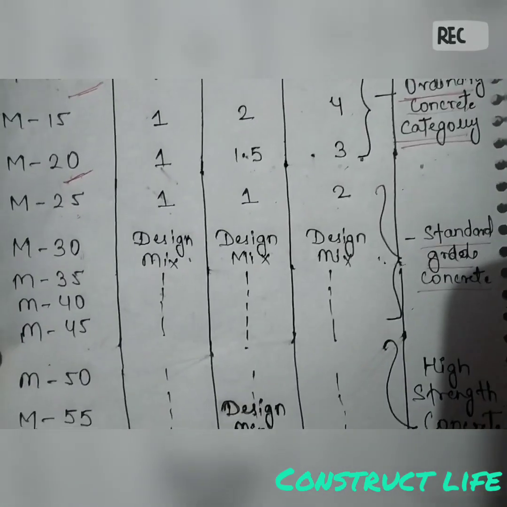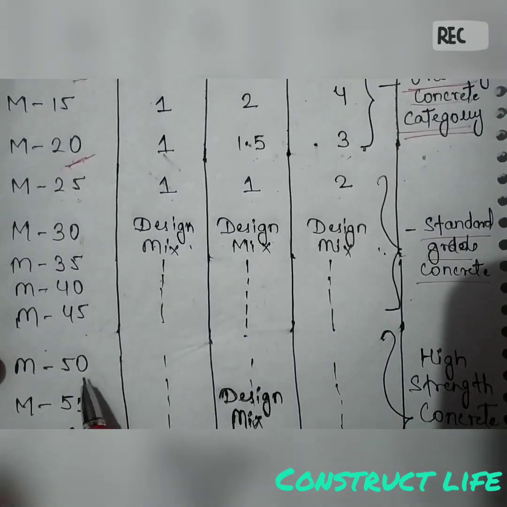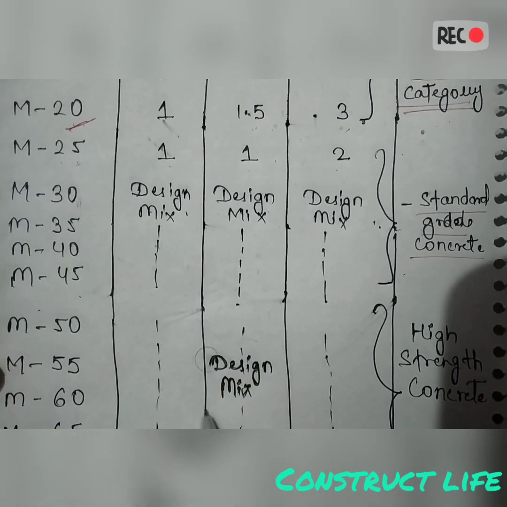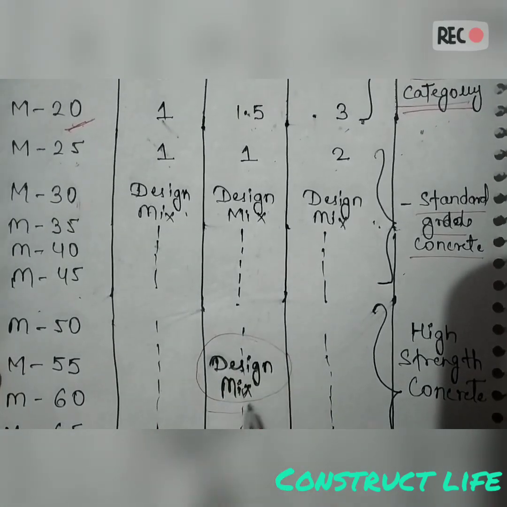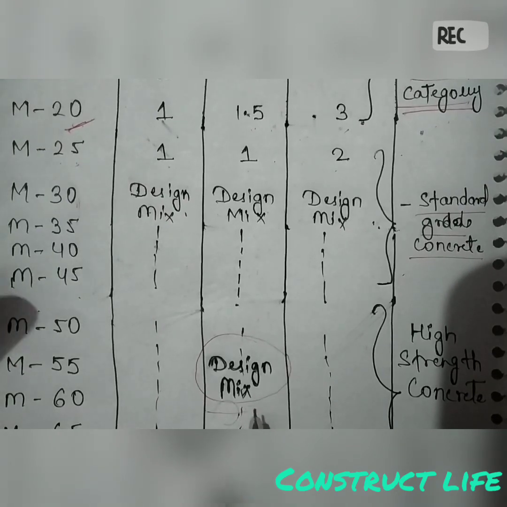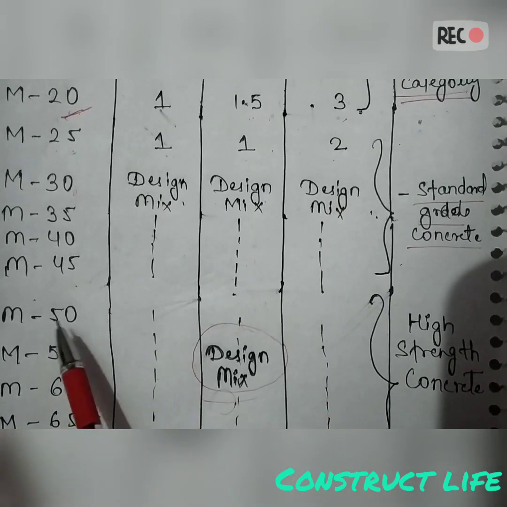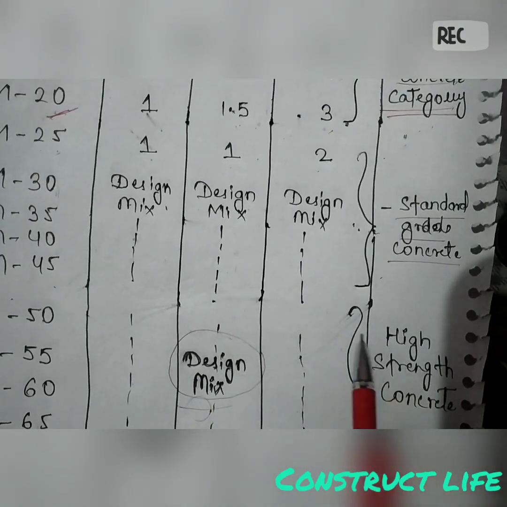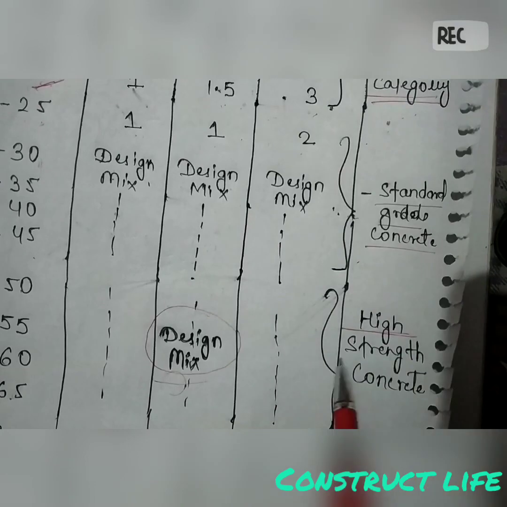Okay. Then there is M50, and from M50 onwards, it is also design mix concrete. It also comes under the category of design mix. In design mix, we design on the basis of the load applied. We design the cement, sand and aggregate ratio according to the laboratory tests and results. So from M50 onwards, this grade of concrete is categorized as high strength concrete.